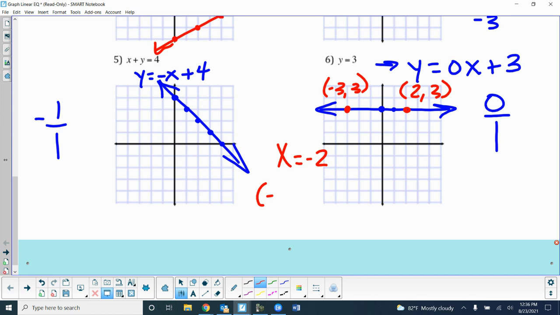Okay? So no matter what point I want, the x value is always -2. So where is -2, 1? There. -2, -3. So what kind of line is that going to be? Vertical. That's when the slope is undefined.